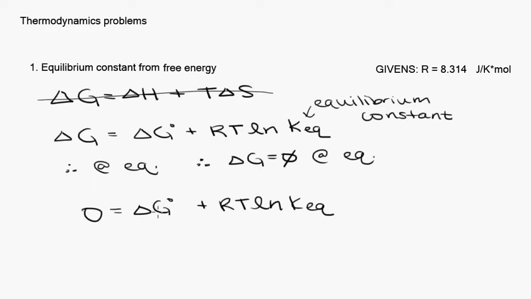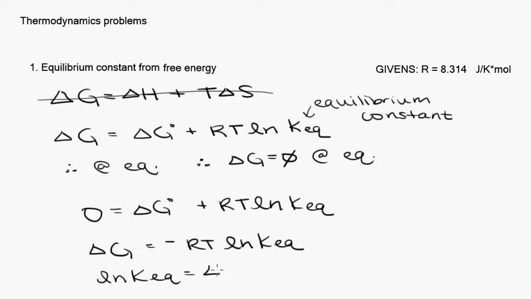Then we can move this delta G naught over here, equals negative RT natural log of KEQ, and the goal here is to solve for the KEQ. So we're going to divide both sides by RT, and we end up with the natural log of KEQ equals whatever value you got for delta G over RT, and this whole thing is negative. R is a constant, temperature will be given to you. If it's not given to you, you can assume that it's 25 degrees Celsius because this is standard.